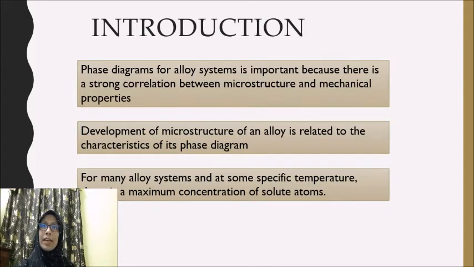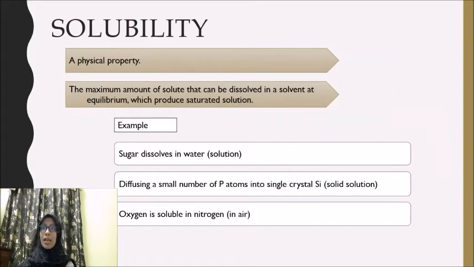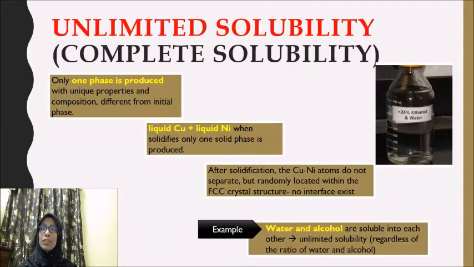Third, for many alloy systems and at some specific temperature, there is a maximum concentration of solute atom. Solubility is a physical property, the maximum amount of solute that can dissolve in a solvent at equilibrium, which produces a saturated solution. For example, in solution, sugar is dissolved in water. In solid solution, diffusion of a small number of P atoms into single crystal silicon. And lastly, in air, oxygen is soluble in nitrogen.